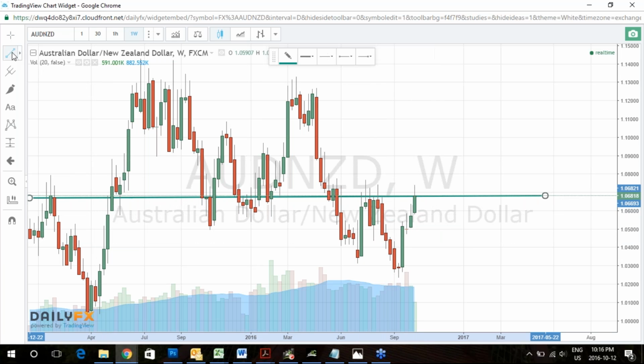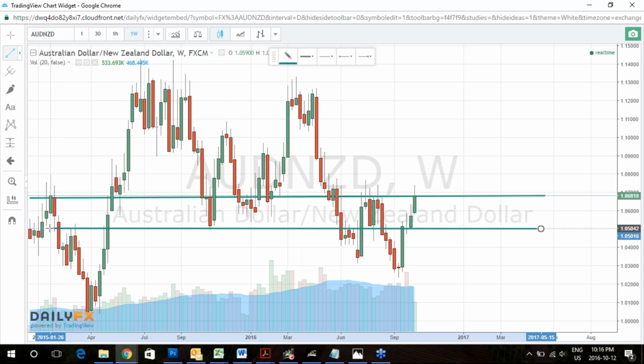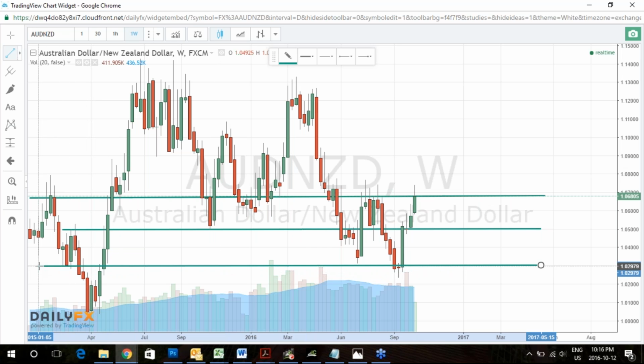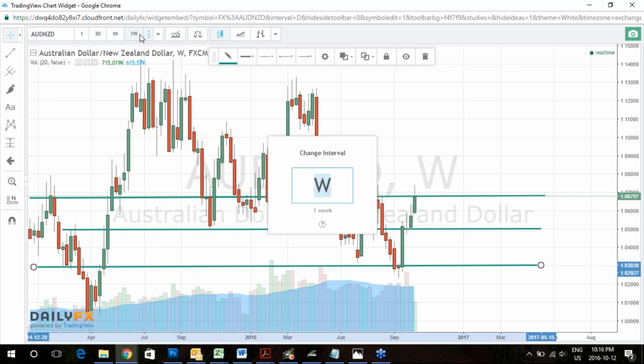After drawing my resistance, I always draw my support as well. Here I'm going to draw two supports. One I see as a minor support, which is this one right here. And then I'm going to draw my main support, which is way down over here. Always extend your support and resistance zone so you know if it was held in the past as well. From this weekly, I go down to my daily charts.